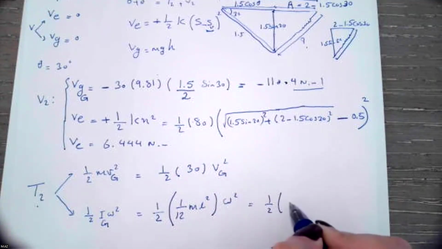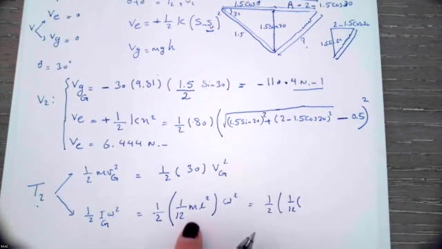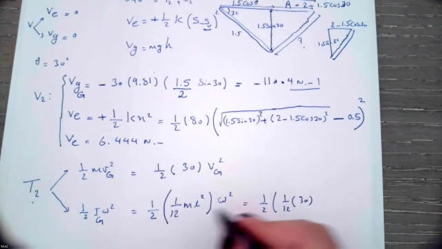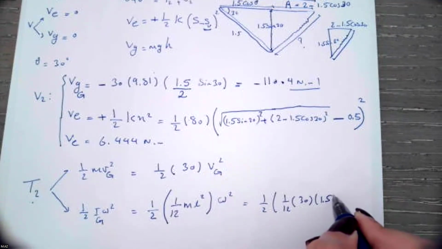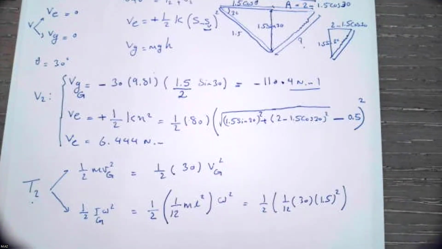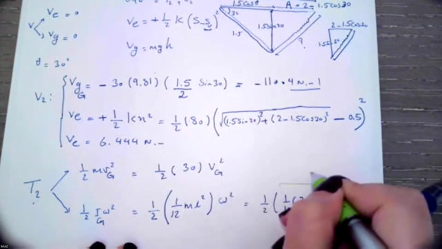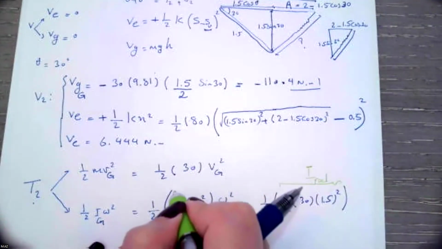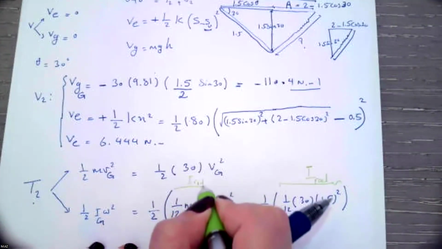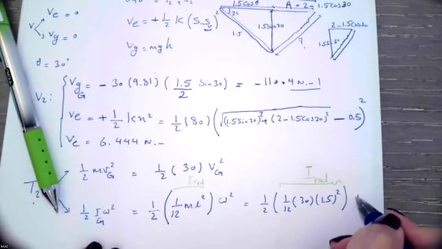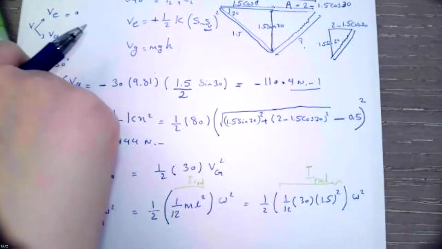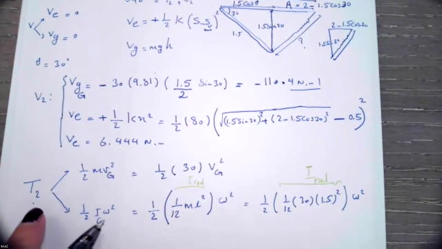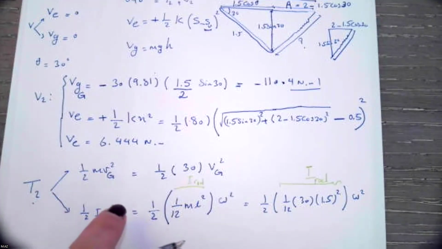We have 112. The mass of the bar is 30. The total length is 1.5. This is the moment of inertia for the rod. Omega squared. These are the two parts or two components of the kinetic energy that we have to add.